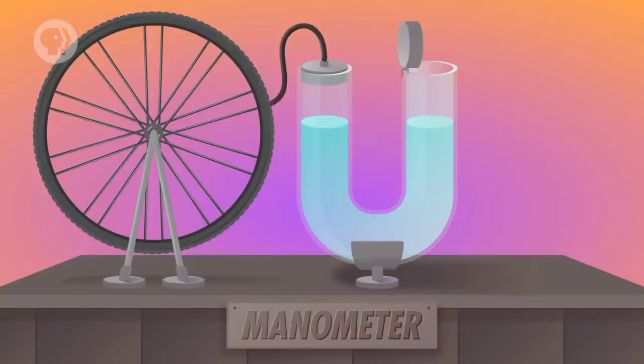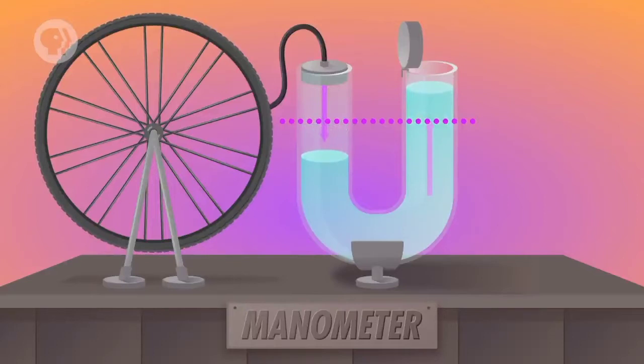You'd stick one side of the tube in the tyre, leaving the other side open to the atmosphere. If there's a difference in the pressure on each side of the manometer, whichever side has the higher pressure will push the fluid away from it, creating a difference in the height of the fluid on either side of the U. In this case, the inside of the bike tyre has a much higher pressure than the atmosphere, so the level of the fluid on the side of the U that's closer to the tyre will be lower.